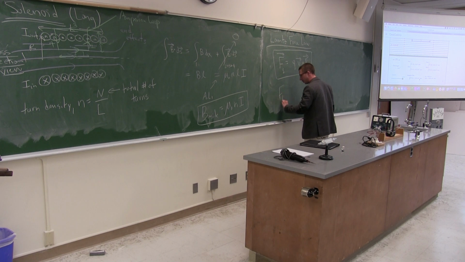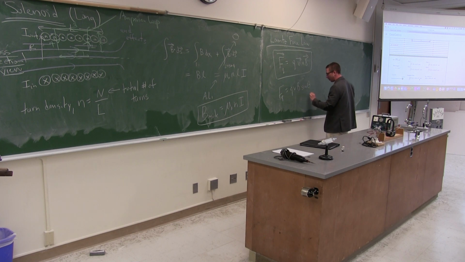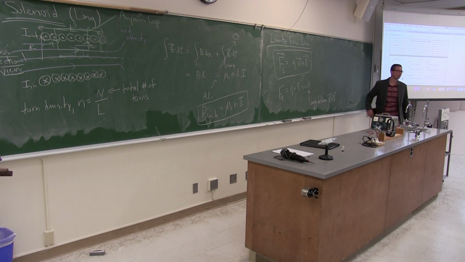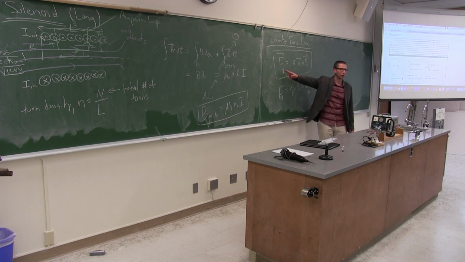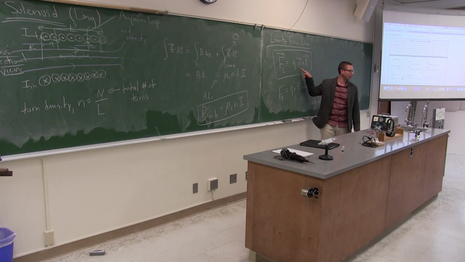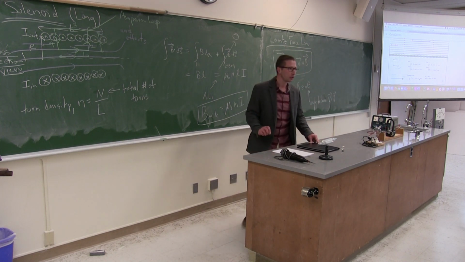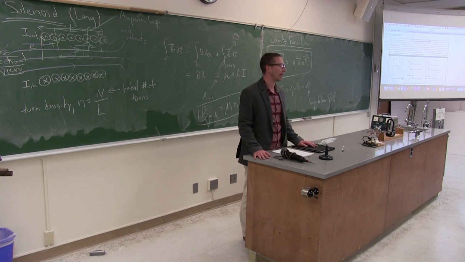The magnitude of this is Q V B sine theta, where theta is the angle between V and B. When we're dealing with magnetic fields, the force vector is always perpendicular to V and B. Whenever you take a cross product, the third vector lies in a plane perpendicular to the first two. The direction is given by the right-hand rule.